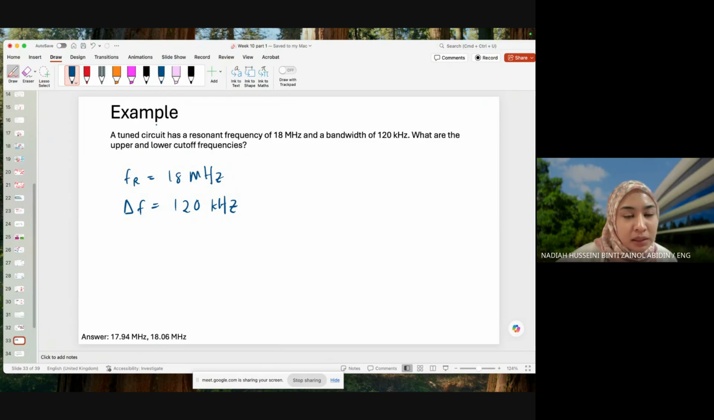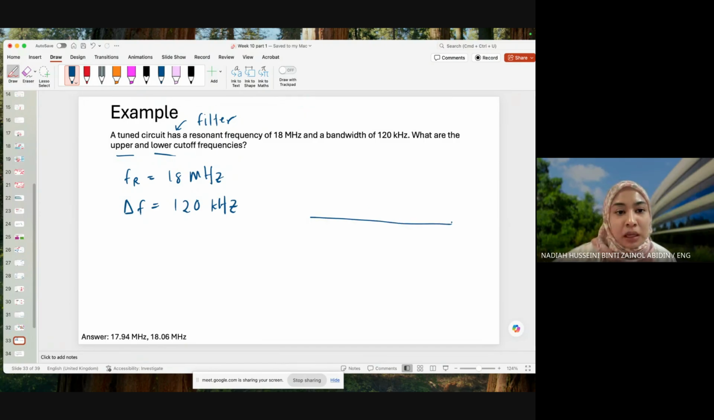So again, let's read the question. A tuned circuit has a resonant frequency and bandwidth. What are the upper and lower cutoff frequencies? We're talking about a tuned circuit that is behaving like a filter. It doesn't explicitly say it, but it has the upper and lower cutoff frequencies. So assuming it has those cutoff frequencies, obviously it is a filter.